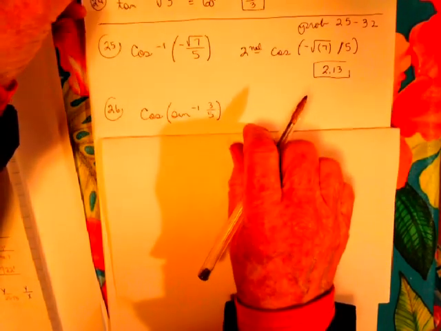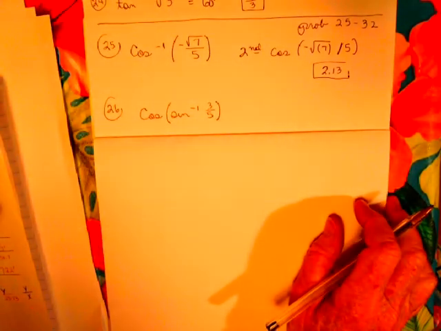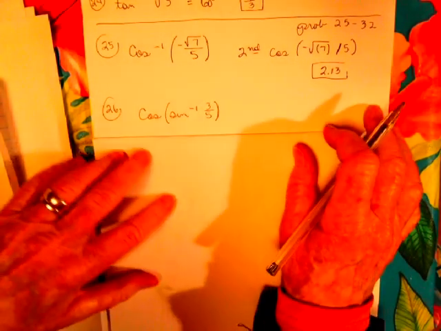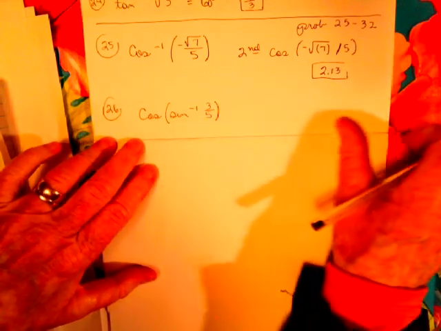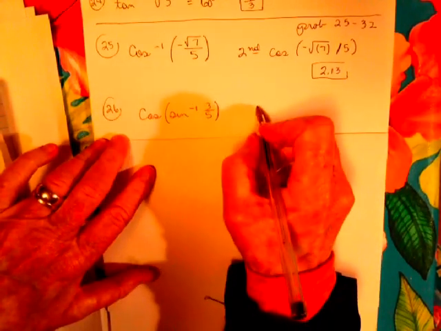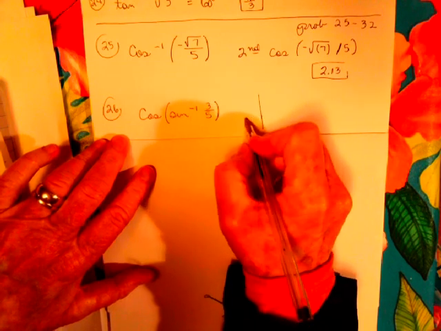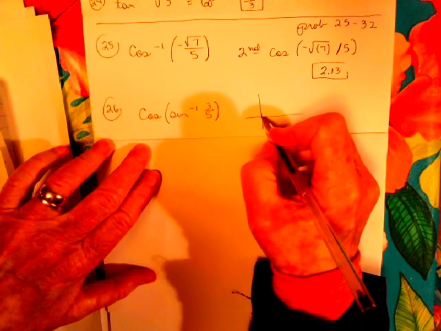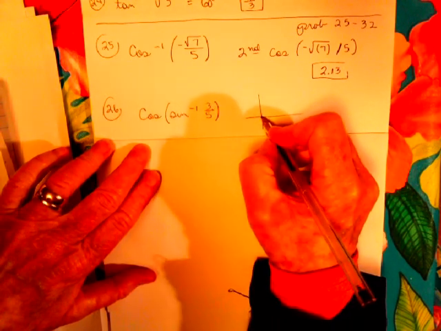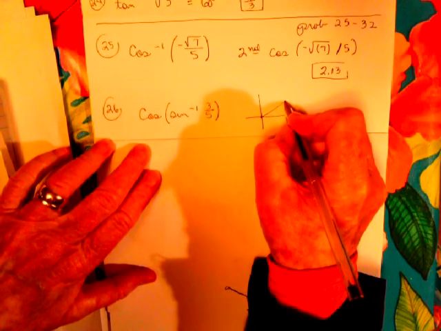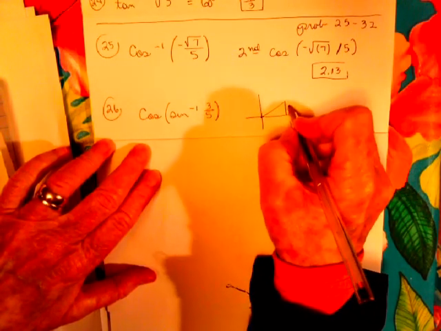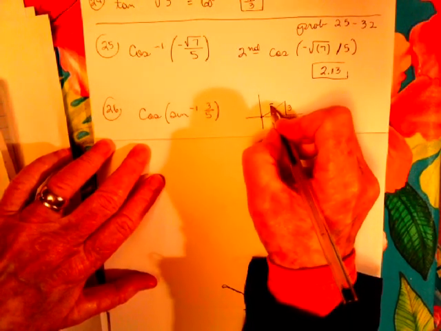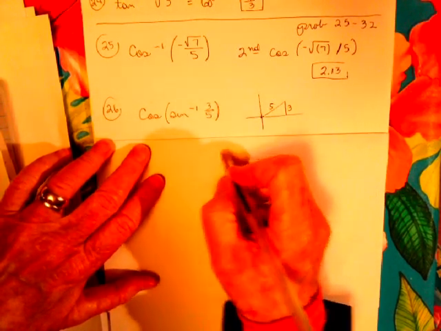Number 26. I want to find the cosine of the sine inverse of 3 over 5. Use a sketch to find the exact value. You know that sine is y over r. So if I were to draw this triangle in standard position, 3 would be y, 5 would be r.